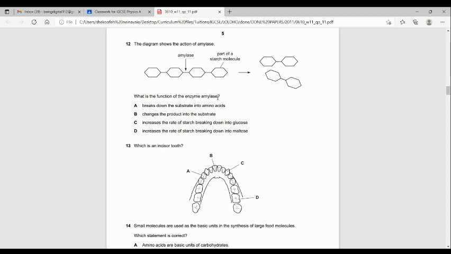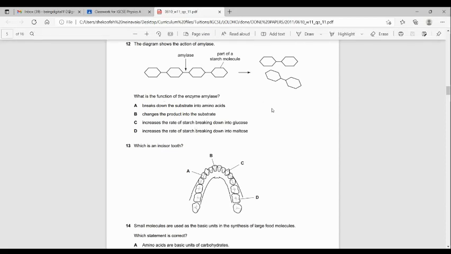So what is the function of the enzyme amylase? Break down the substrate into amino acids? No, amino acids are the building blocks of protein. Proteins are sequences of amino acids. Changes the product into substrate? No, it is wrong. We can't say that, because usually it's the substrate that is broken down and forms the product. The substrate joins with the enzyme and forms the product. The product can be anything.